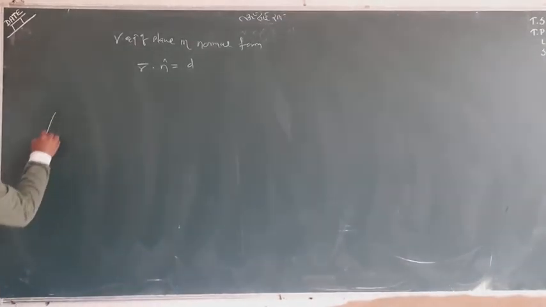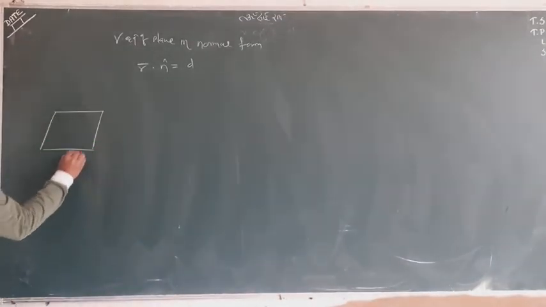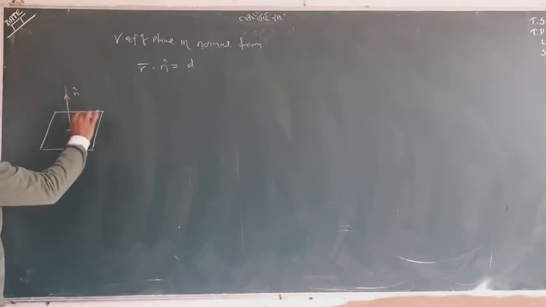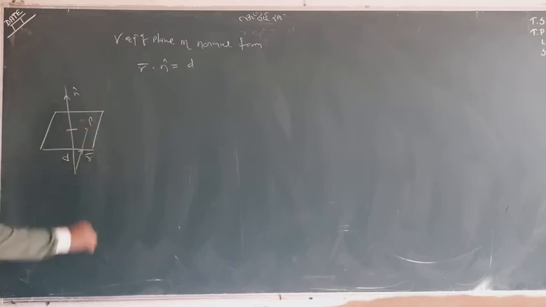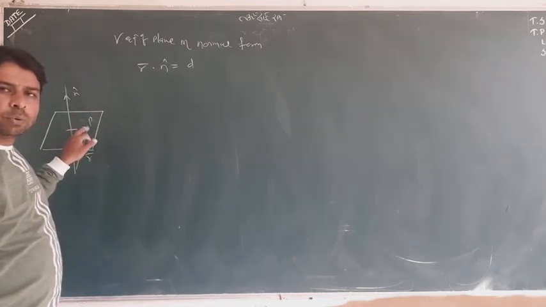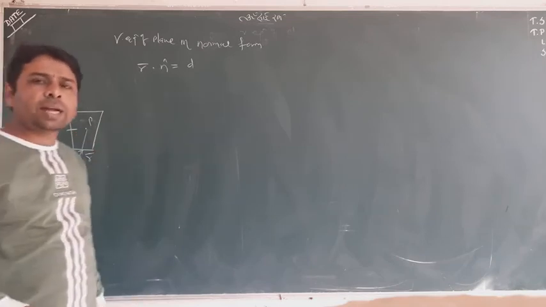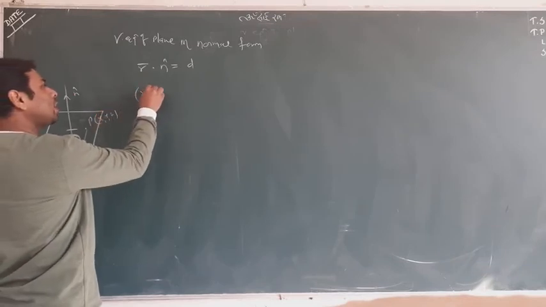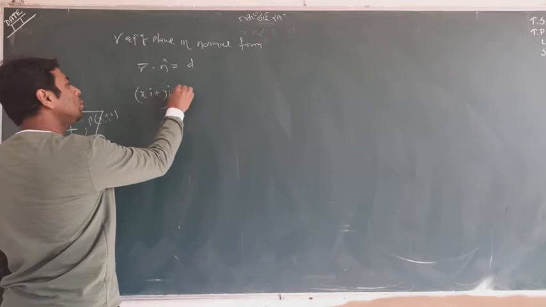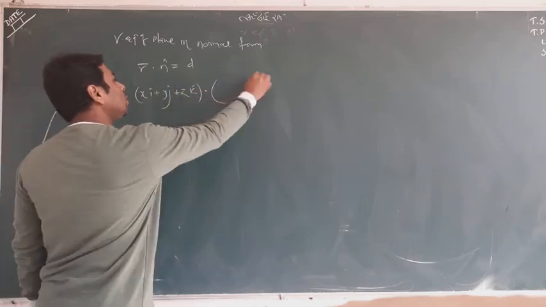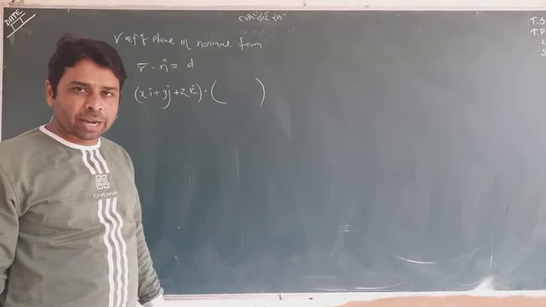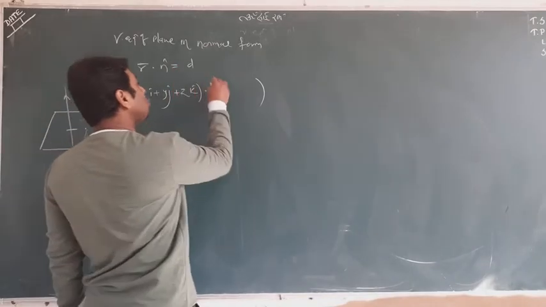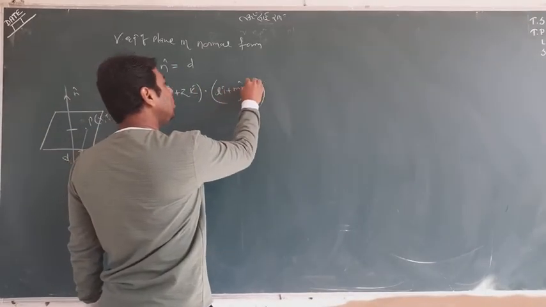R is what? You remember that? I make a picture again. This was n cap, this is d, and this was a point P whose position vector is taken as r. And whenever P is taken, when we convert that into Cartesian form, we take its coordinates as x, y, z. So always r is xi plus yj plus zk, dot what is n cap? Please try to understand. N cap contains the cosines. I taught you, and made you write also, that n cap is always li plus mj plus nk.